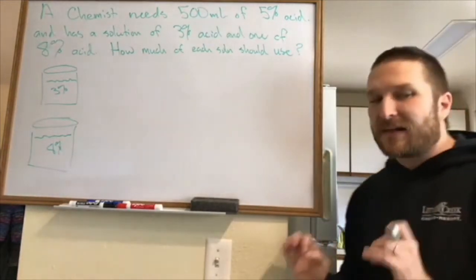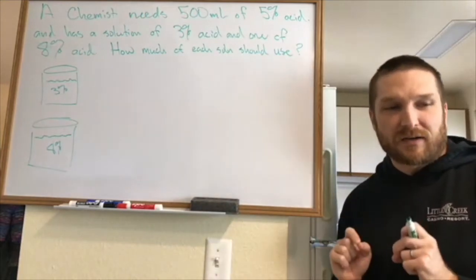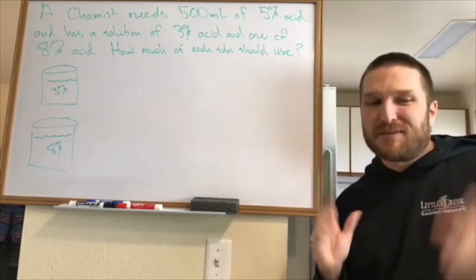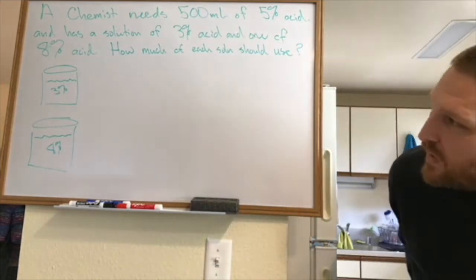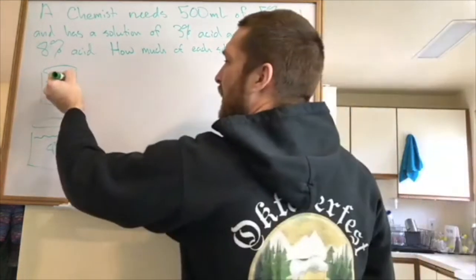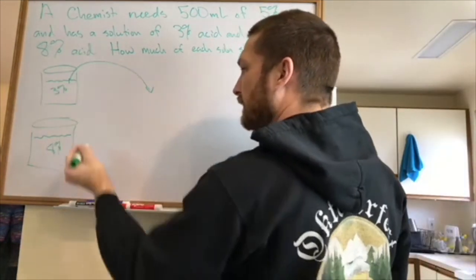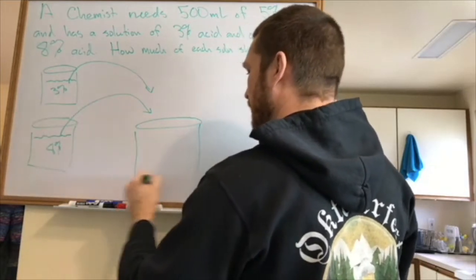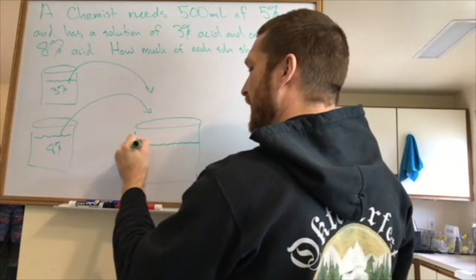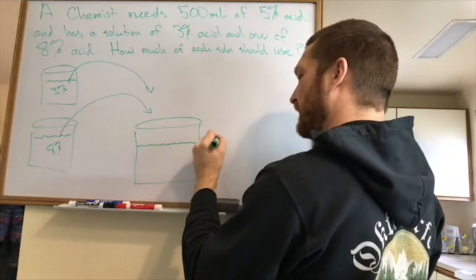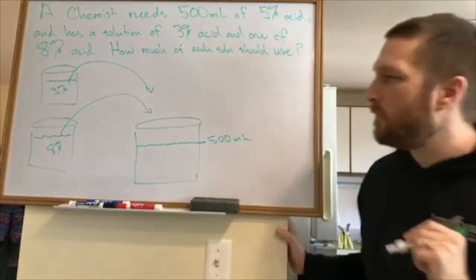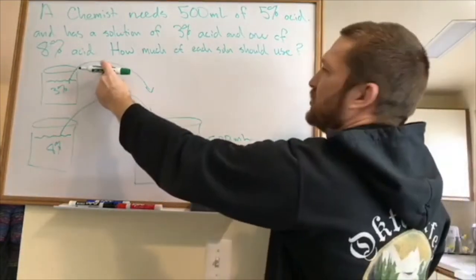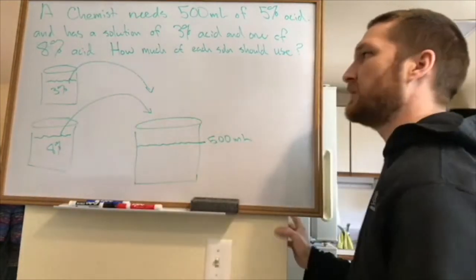And I like doing this. I like to actually draw out a little beaker with a little line of liquid, and write what it is, because this helps me visualize what's going on. So I imagine I'm going to take some amount of this and put it into a new beaker. And what I need to get out is a total of 500 milliliters. The question is, how much of this should I use? How much of that should I use?